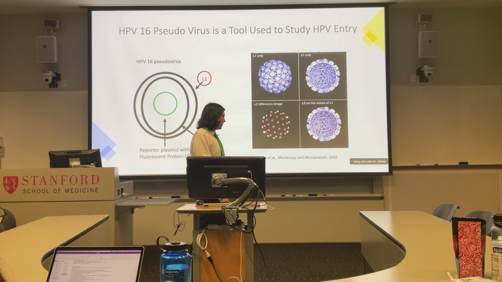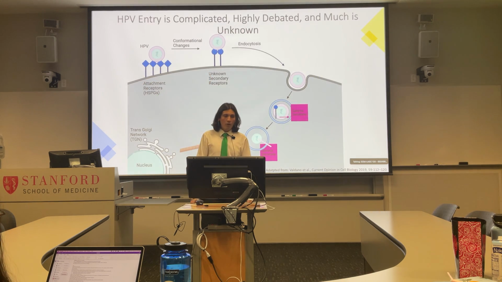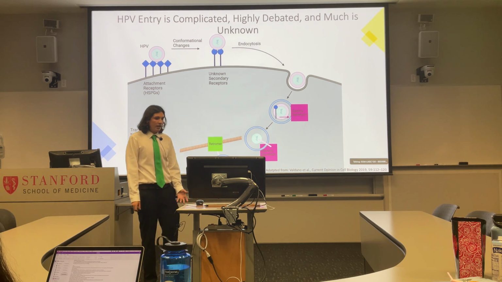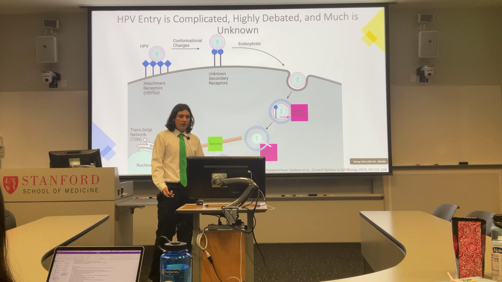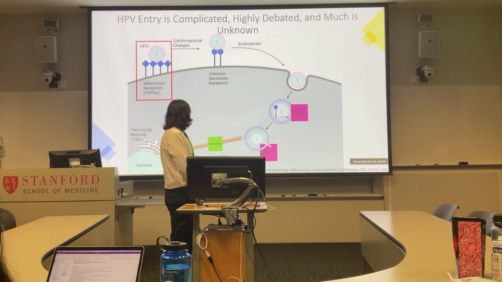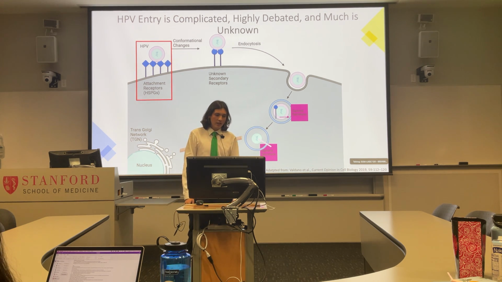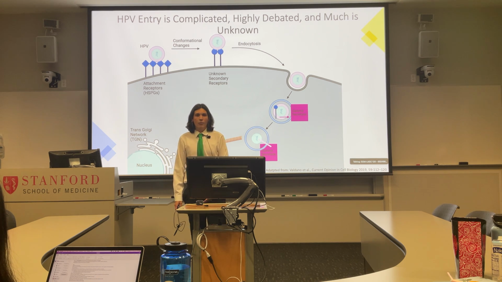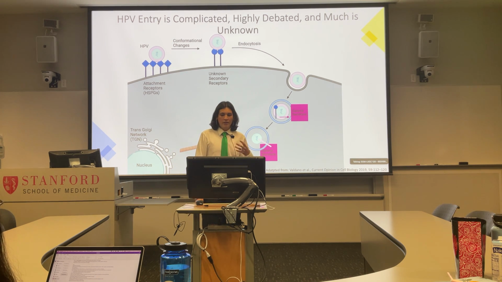And I'm pointing this out a lot because L1 and L2 will go through conformational changes through proteases that are important for cellular entry. However, in current research, HPV entry is complicated, highly debated, and much is actually unknown. But from what we do know about HPV entry, it begins here, at attachment receptors called HSPGs, where binding first occurs. And it's here we see those proteases cause conformational changes. And then here we have an unknown secondary receptor, which will allow for endocytosis, or entry into the cell.